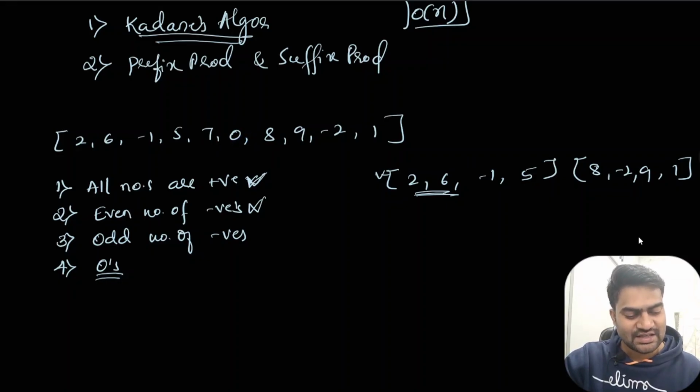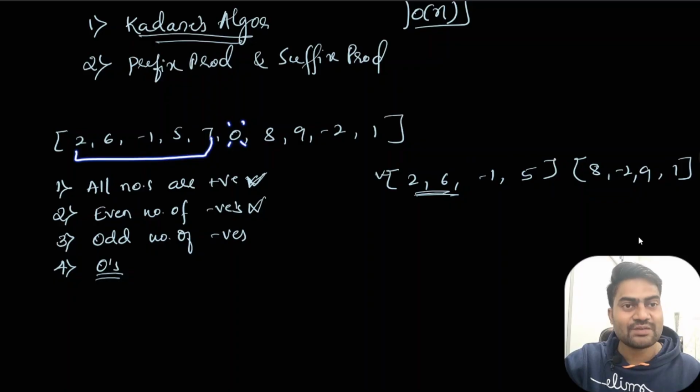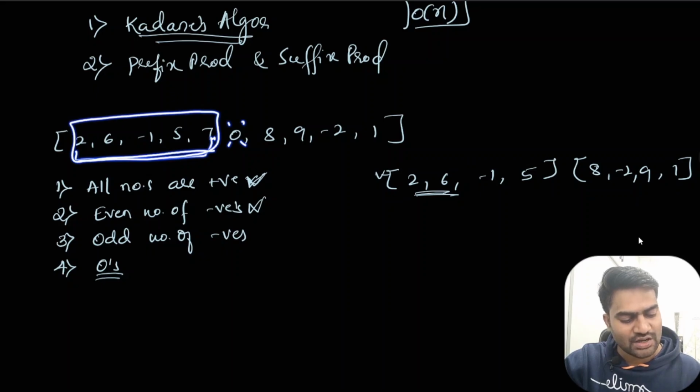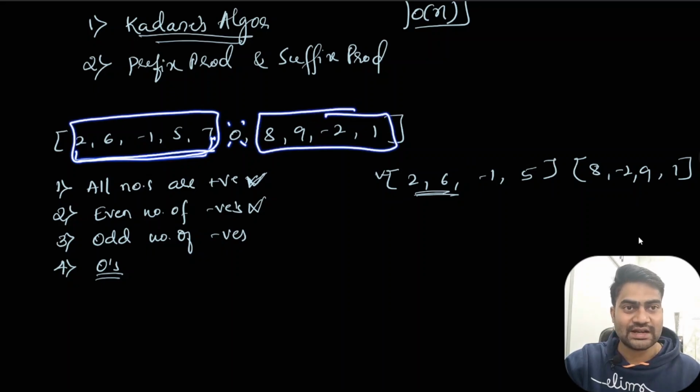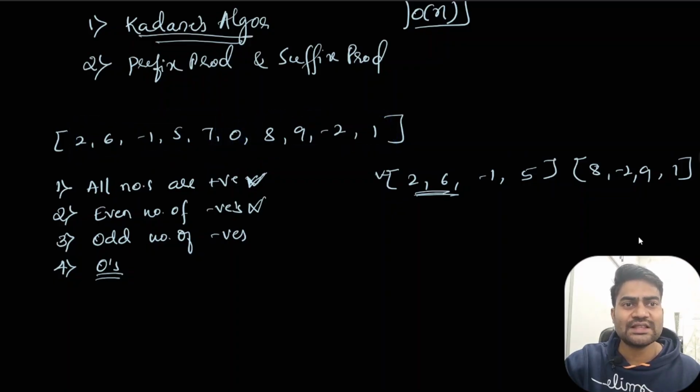So in that case, we cannot consider zero in any subarray, because if zero comes, then the product will be zero. That really does not contribute to the maximum product, so we will have to ignore it. So in this case, this becomes one array, and either our maximum product lies in this particular array or in that particular array. So whenever we come across zero, we will simply reset our prefix or suffix.